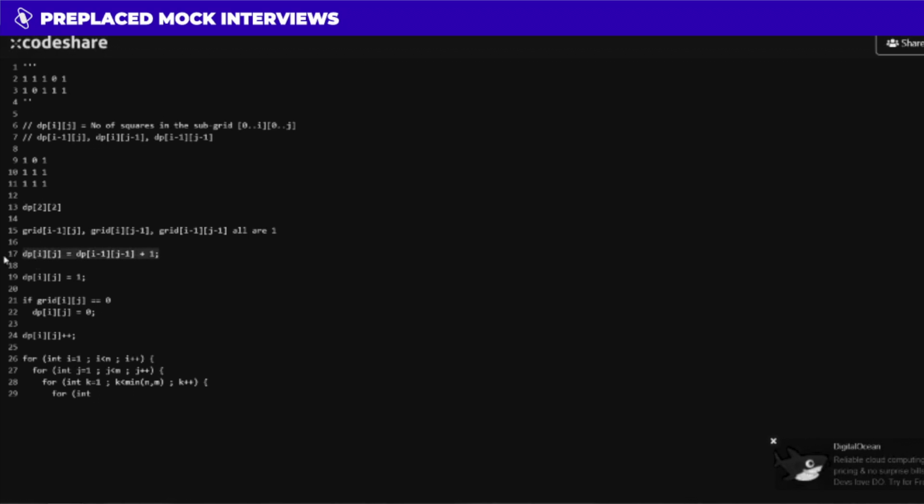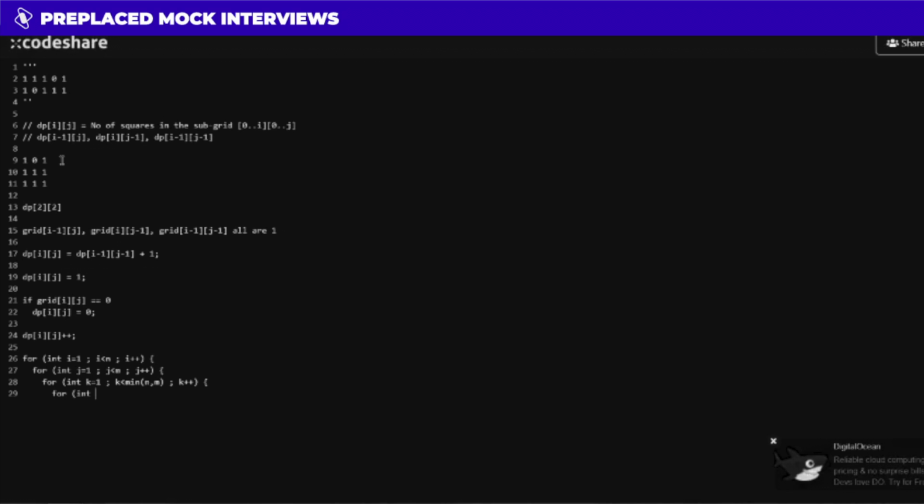Is this equation correct? Yeah. Okay, is it so? Then I think that should be the solution. For the base cases, I equal to the first row and the first column.